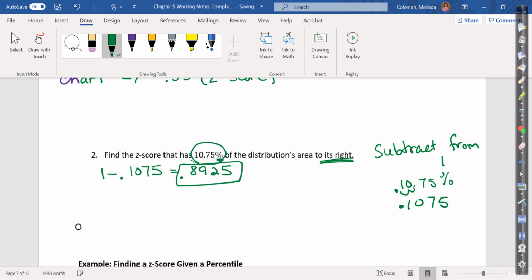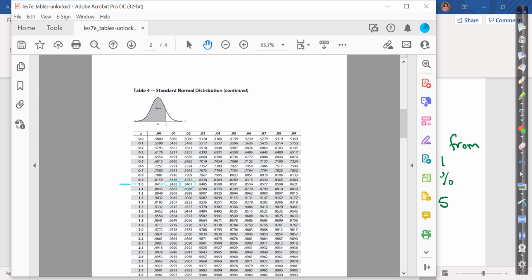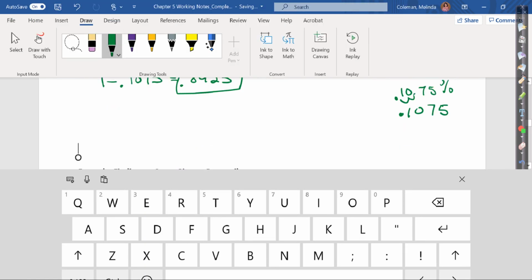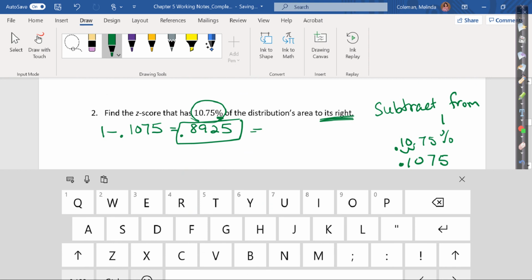So in my chart, 0.8925 is this value right here, which is 1.24. And again, that is the z-score.